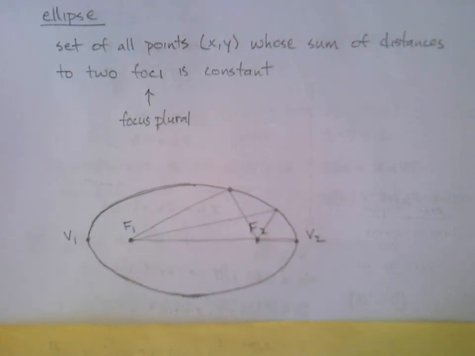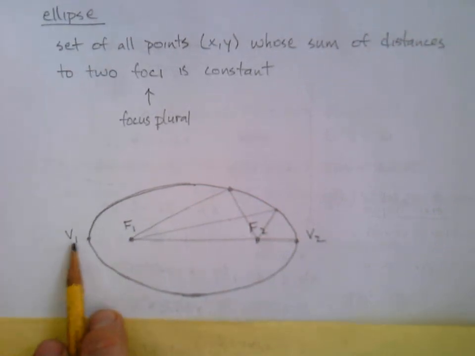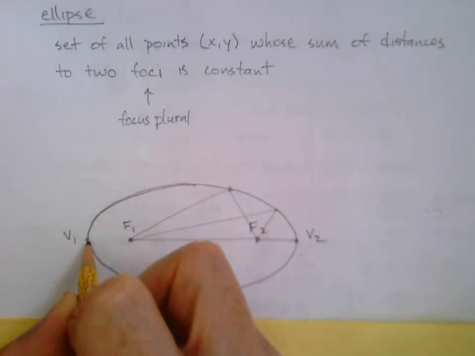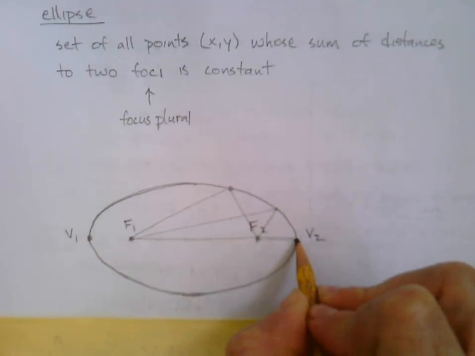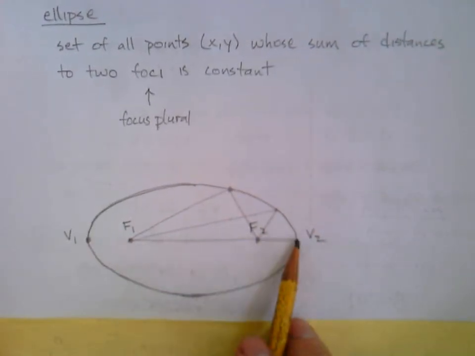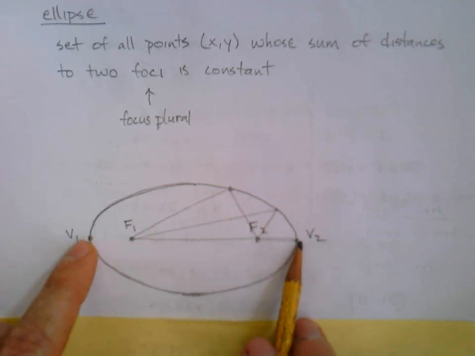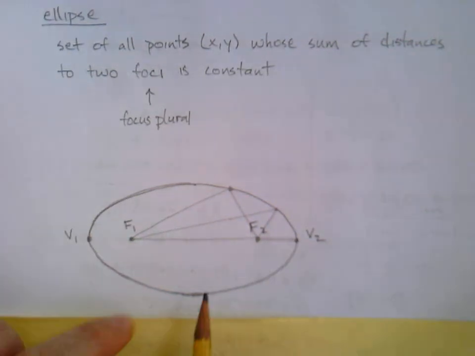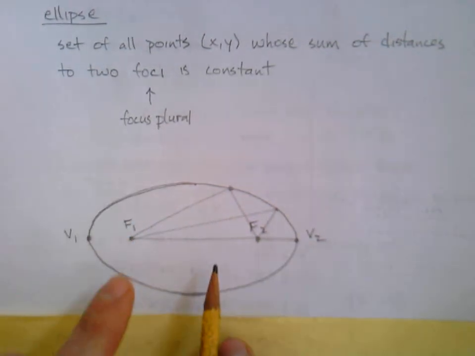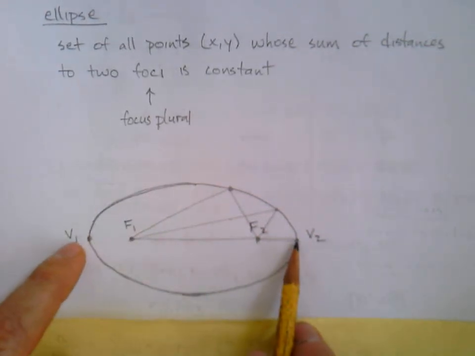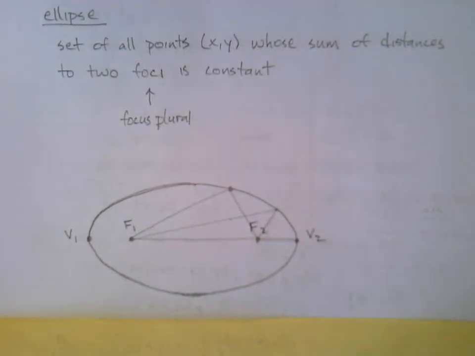Oh, by the way, V1 and V2, there are two vertices, and they are always on opposite ends beyond the two foci. So you might think, well, what about this here? Well, we don't give those names, but along this one, we call that vertex 1 and vertex 2.